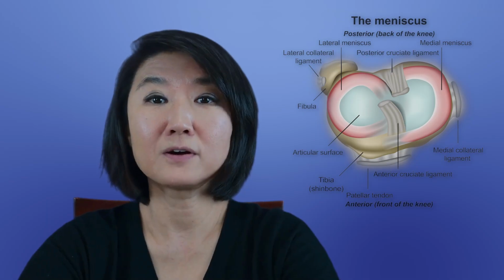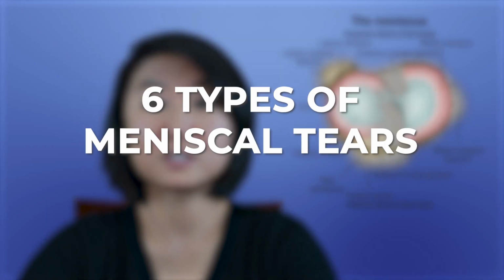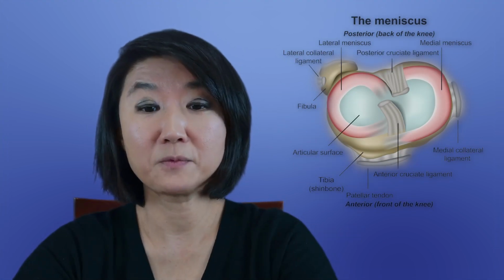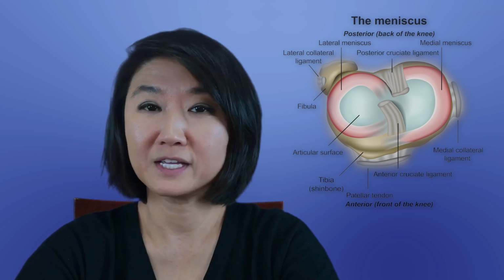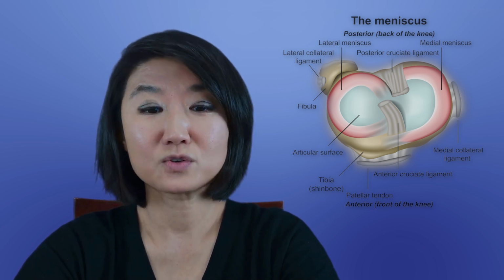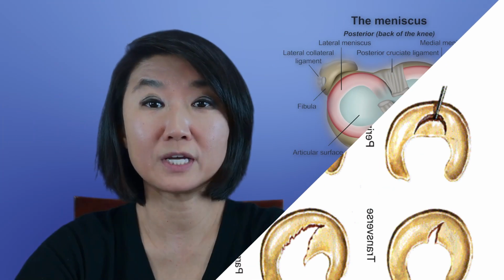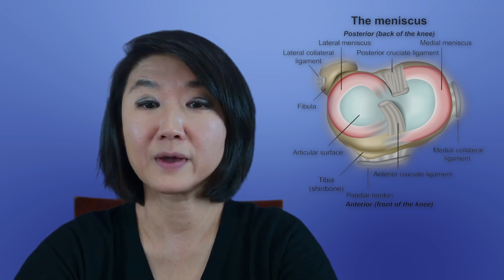So there are 6 types of meniscal tears, and it all depends on the shape of the tear and where it is. And radiologists can be very creative. So we have names like bucket handle tear or parrot beak, but they all really depend on the shape of the tear and where they're located.